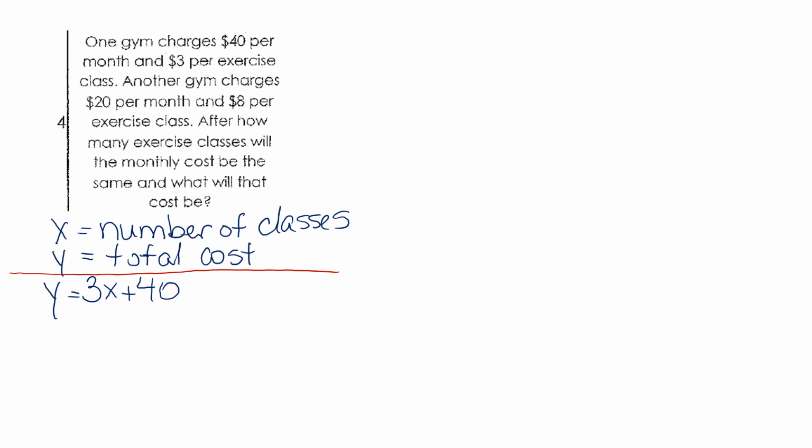So let's make our second equation of our system. Another gym charges $20 per month and $8 for the exercise class. So that would be y equals $20 per month. It's going to be that initial value each month. And then my rate of change is going to be $8 per class. So since they're both y equals equations, we're just going to set those two equations equal to each other and solve for the variable of x. So that would look like 3x plus 40 equals 8x plus 20.